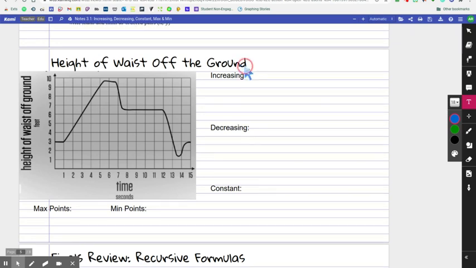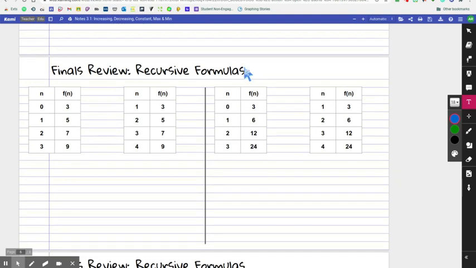Okay. All right. So let's do some finals review. Let's do some recursive formulas. Okay. Do you guys want to do the left side or do you guys want to do the right side? Let's do the right side because I did the left side last class. Okay. Does anybody remember what a recursive formula looks like? It's okay. Be honest.